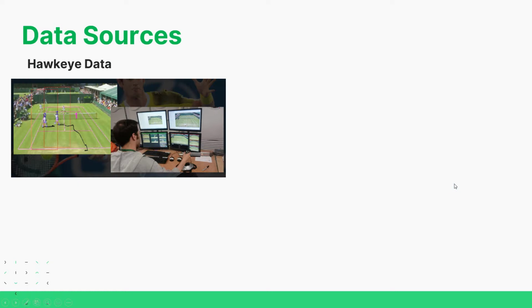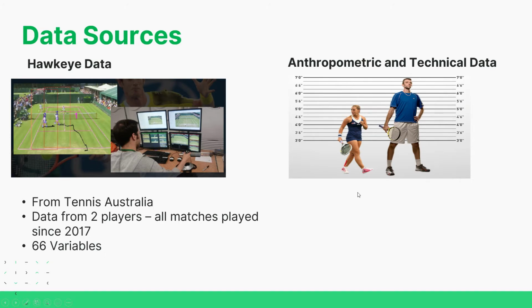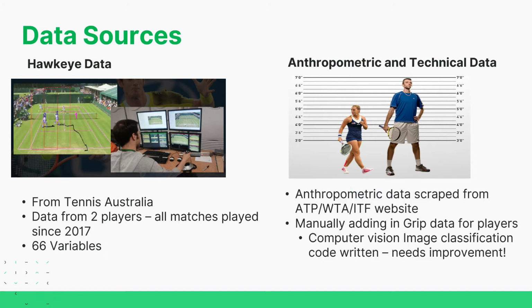Now there's two data sources, well, two sort of, and I'll explain that. So the first one is coming from Tennis Australia. There's data from two players, a lot of data from those two players. If you're interested, it's Serena Williams and Roger Federer. And then there's technical data that's scraped from ATP, WTA, ITF websites. What I'm talking about with technical data is player grip, so the forehand grip, the backhand grip. Importantly, the top and bottom hand for two-handers, and making sure I've picked the dominant hand in particular.